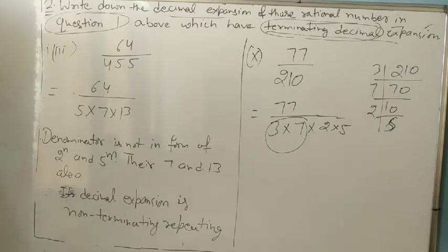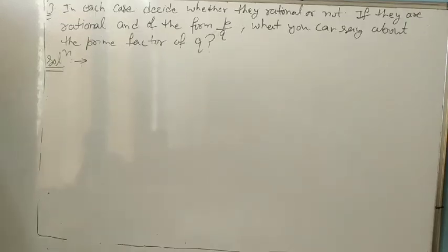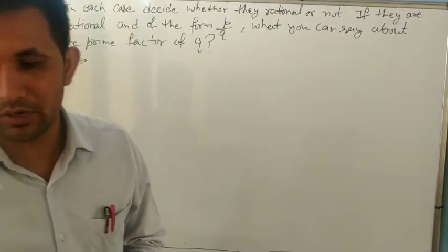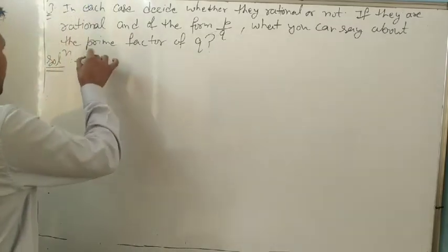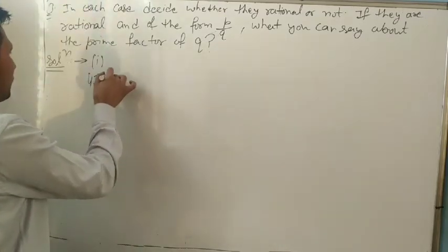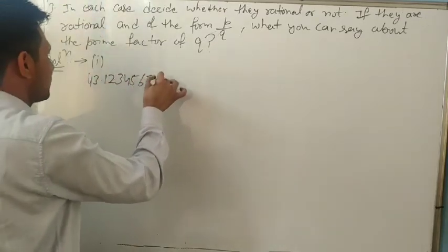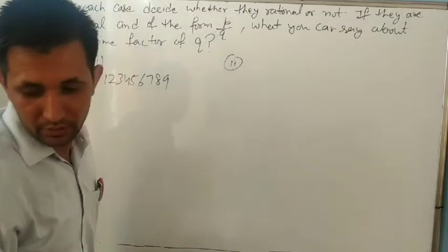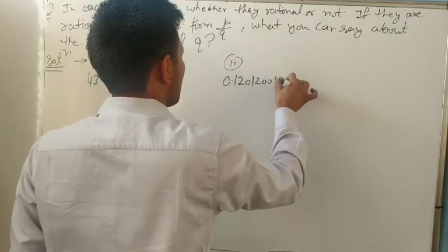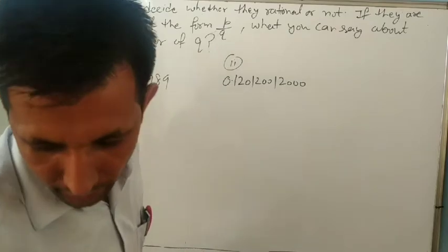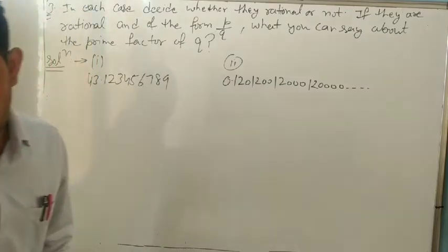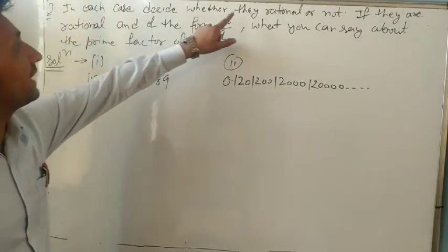Now question number 3, the last question. The following real numbers have decimal expansions. The decimal expansions of the three parts are given. First is 43.1234567889, and the second part is 0.10 1.00 1.000, and the third is 1.40. Now you have to decide in each case whether they are rational or not.